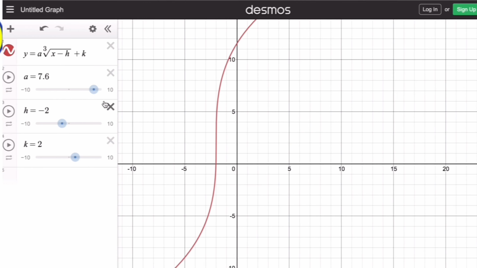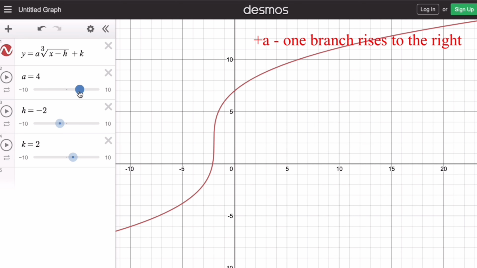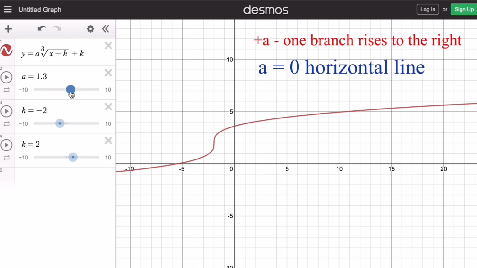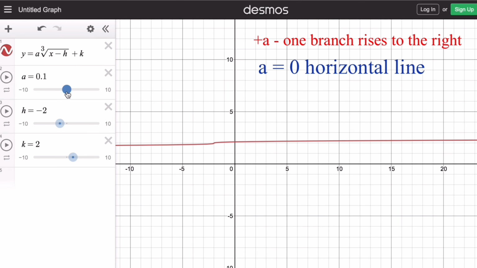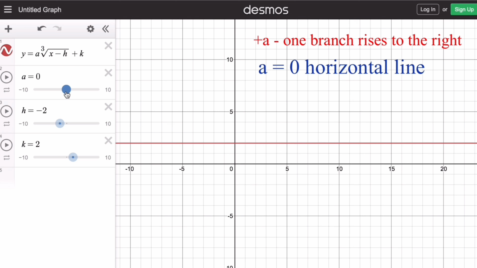We remember that if a is positive, one of the two branches rises to the right. As you can see here, this end of the graph rises to the right. Now, if we change the value of a to 0, please notice that if a is 0, the graph is a horizontal line.